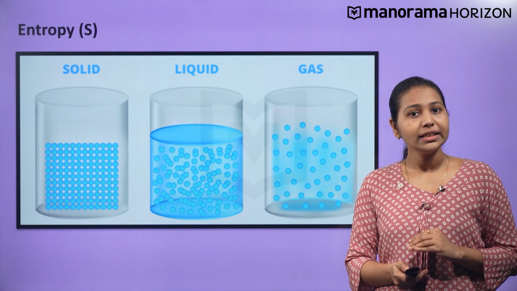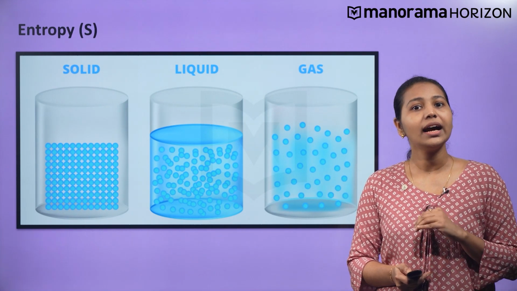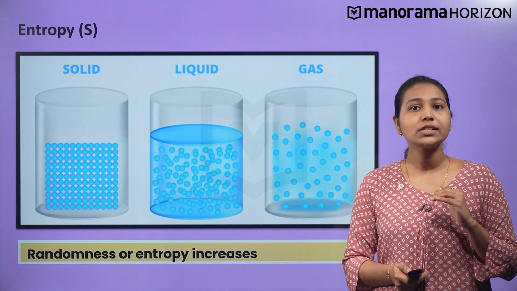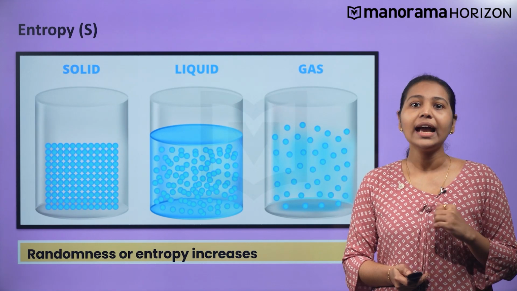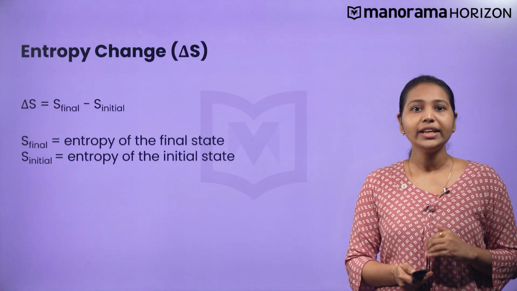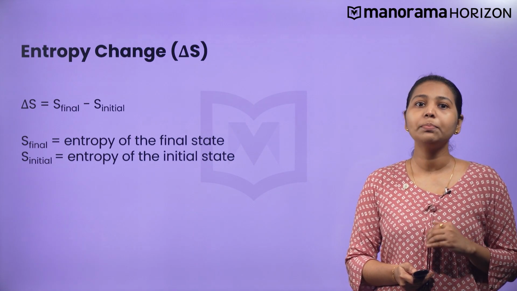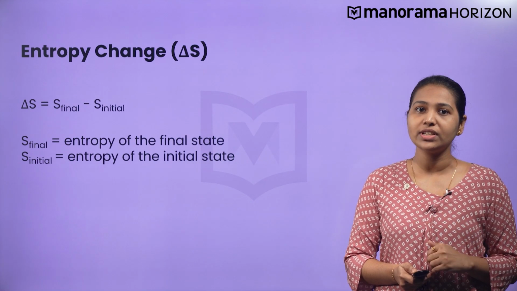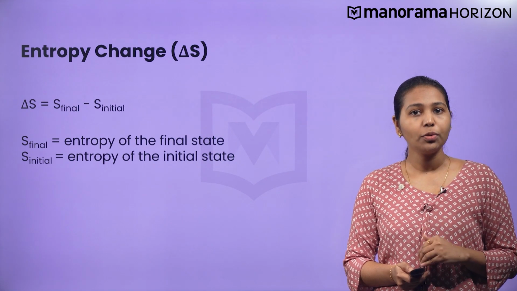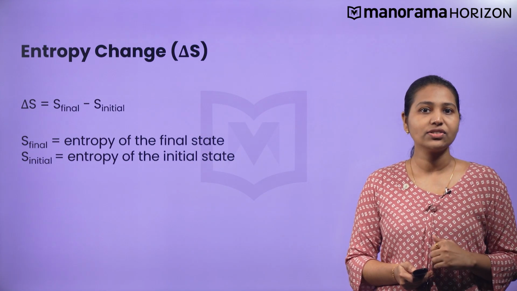If you compare the three states of matter, the solid state has the lowest and the gaseous state has the highest randomness. This means the solid state has the lowest entropy and the gaseous state has the highest entropy. Now let us try to quantify entropy. Entropy is a state function and it is independent of the path by which it has reached that state. Hence, the change in entropy can be written as the difference between the final state and the initial state.